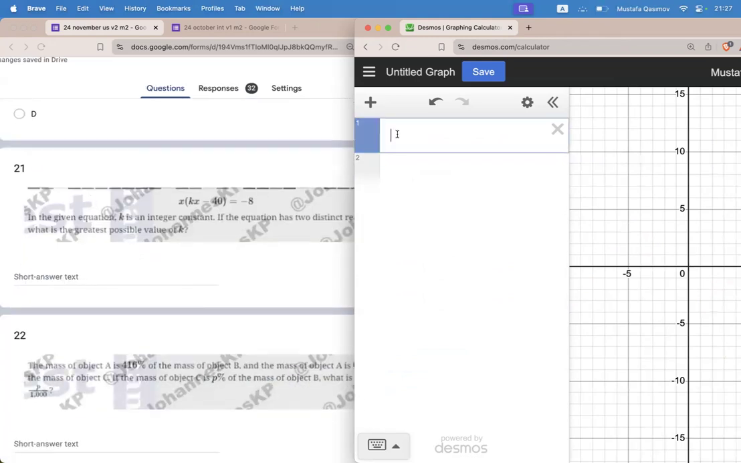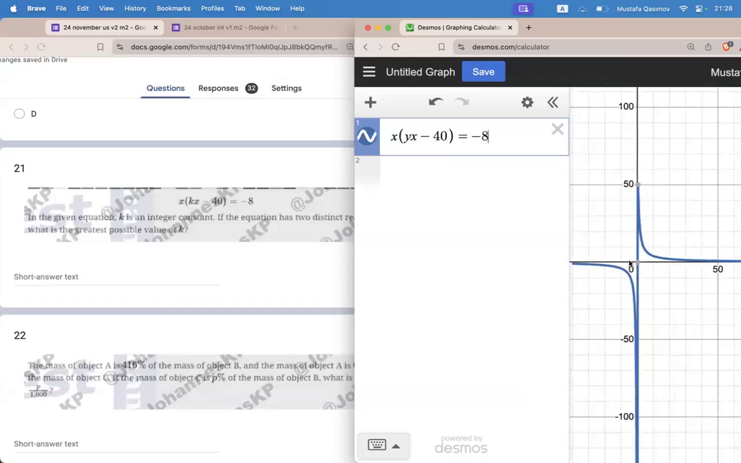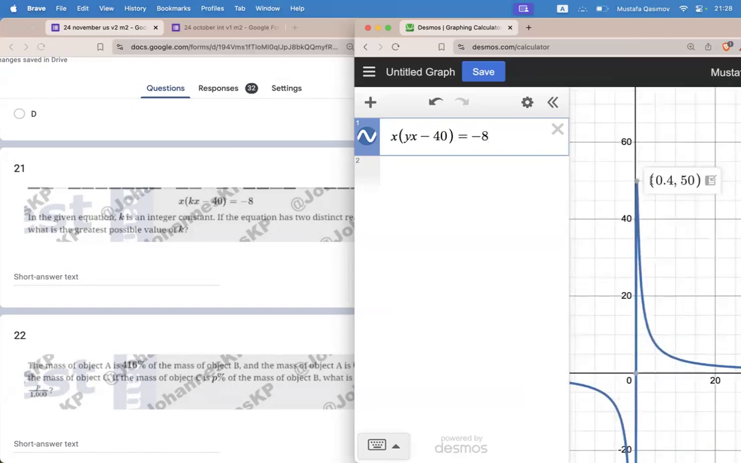So when one again, you have to write instead of k, y. When we are talking about number of solution for quadratic equation, you can use this method. X multiplied by yx minus 40 is equal to -8. Then you will get something like that. So you can see that we have one turning point here. So when k is equal to 50, it means that there is one solution.